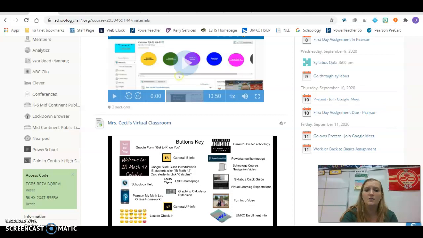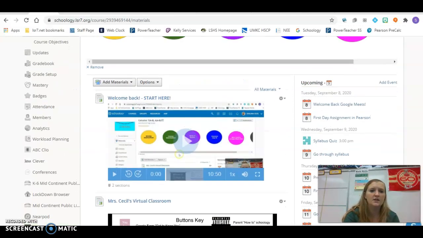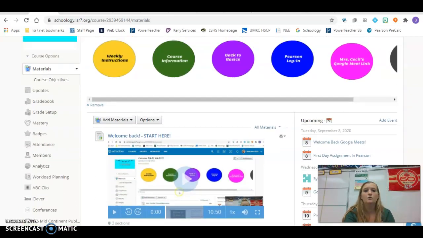Okay, so some general things. Their tests will be given in a Google Meet, but through Schoology. Tests are 75% of their grade. Homework is 15%, and then projects are 10%. So if they're an IB student, in that project category will be their IA.